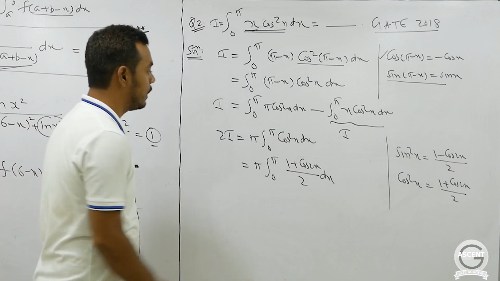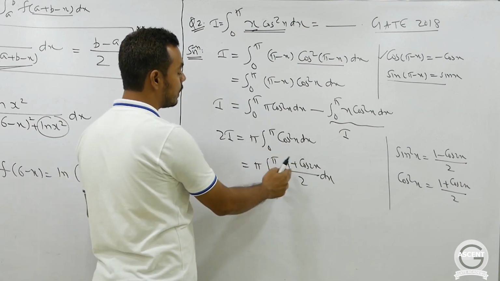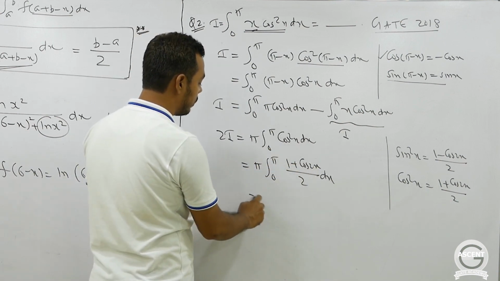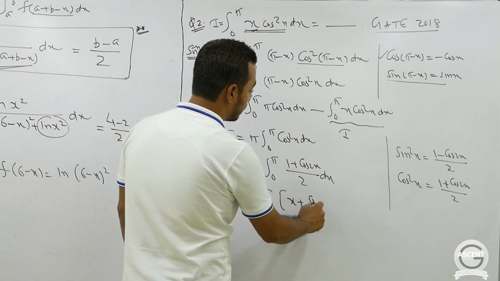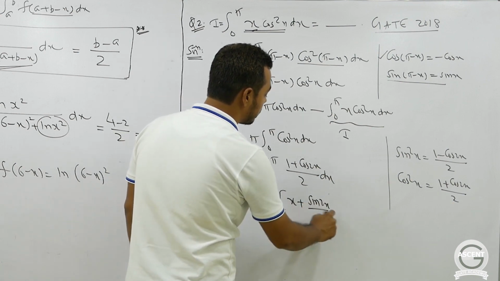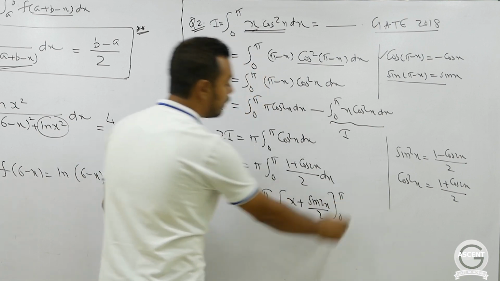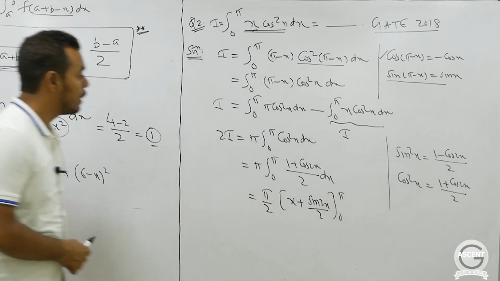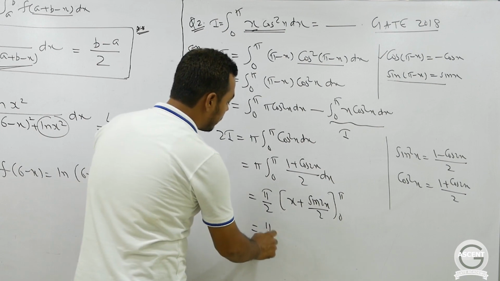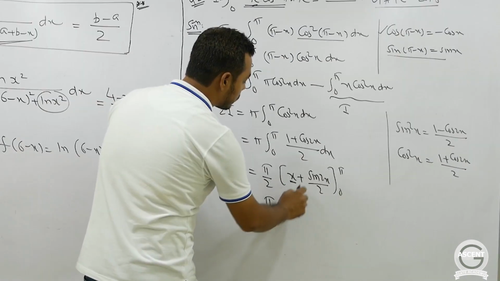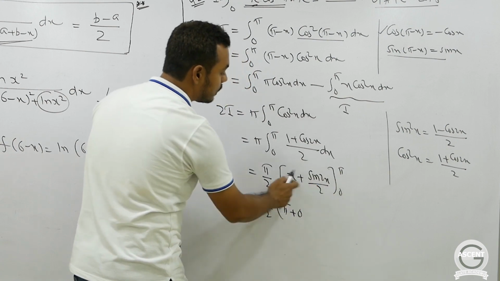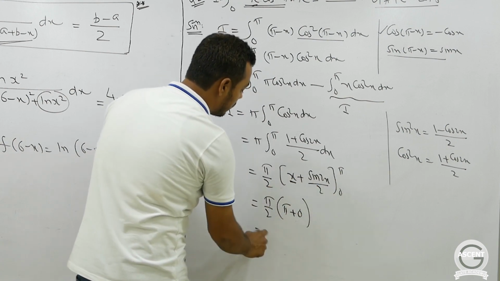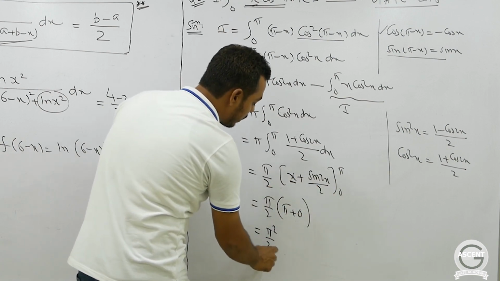So here if I use this second formula, cos square x will be 1 plus cos 2x by 2. So this will give us pi by 2 times the integral of 1, which is x, plus integration of cos 2x, which will be sin 2x by 2, limit from 0 to pi. Now if you substitute the limits, you will get pi by 2 times x, so this will become pi, sin 2 pi will be 0, and if you place 0, these two terms will become 0. So this will give you pi square by 2.